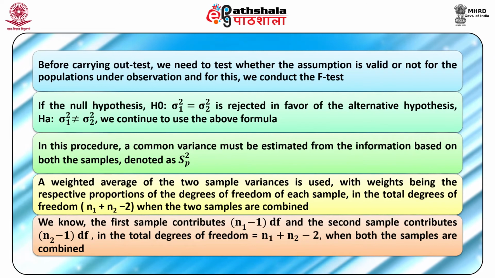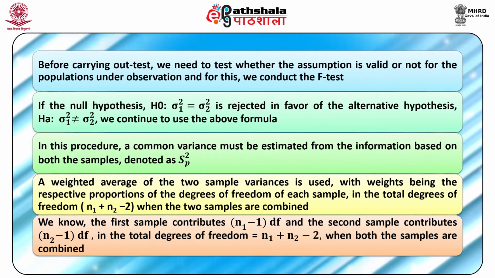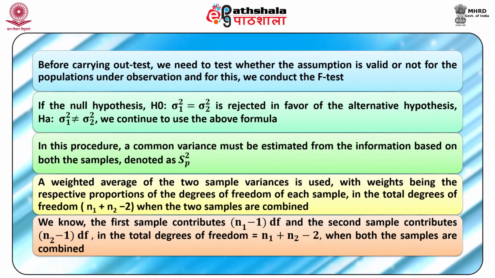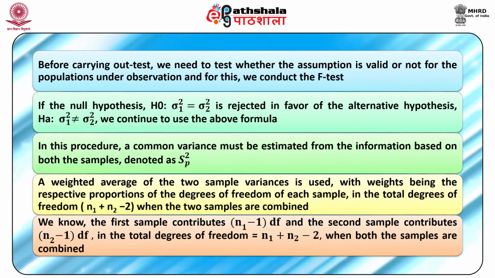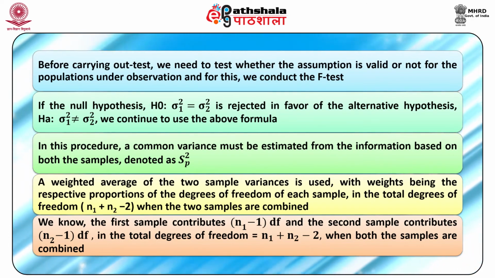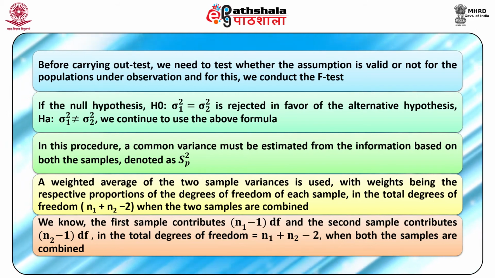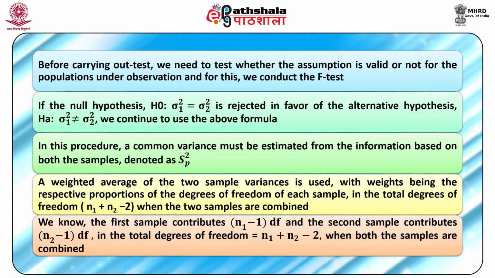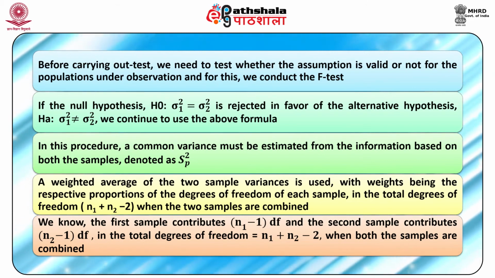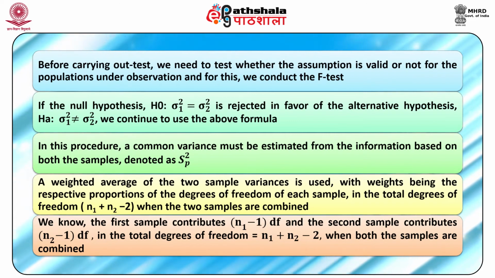Now before carrying out the above t test, we need to test whether this assumption is valid or not for the populations under observation. For this, we conduct the F test. So if the null hypothesis H naught, that sigma 1 square is equal to sigma 2 square, is rejected in favor of the alternative hypothesis HA, which is sigma 1 square not equal to sigma 2 square, we continue to use the above formula.